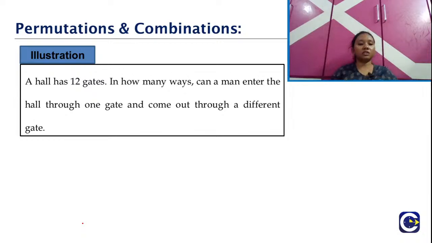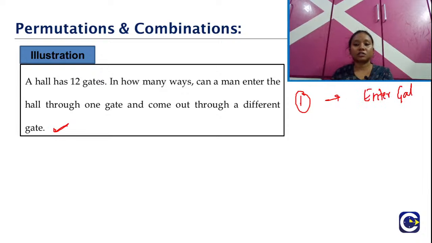So here comes the first one. A hall has 12 gates. In how many ways can a man enter the hall through one gate and come out through a different gate? So how many possible ways will we have for this question? What are our two experiments? Our first experiment is entering the gate and the second experiment is exit. So one is entering through a gate and the other is exiting through a different gate, right?